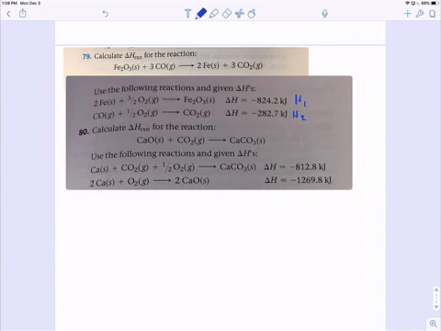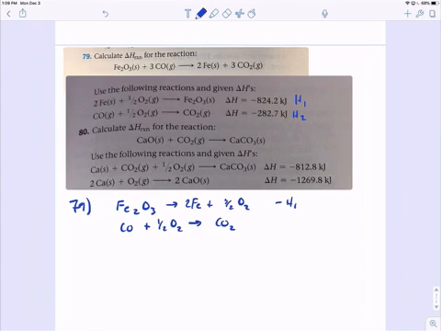So for 79, I'm going to flip this one. Fe2O3 goes to 2 iron plus 3 halves O2, and this is minus H1. And then we have CO plus 1/2 O2 makes CO2. And we'll just leave this as H2. But we need to have 3 times as much CO2, so I'm going to multiply it by 3.